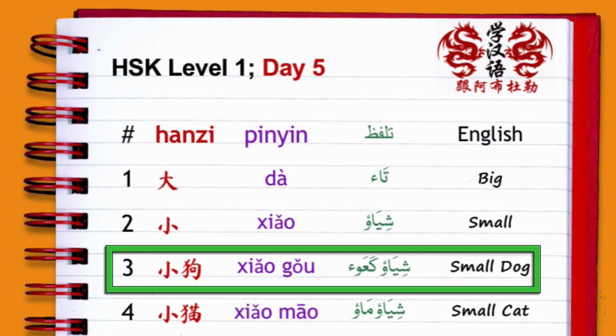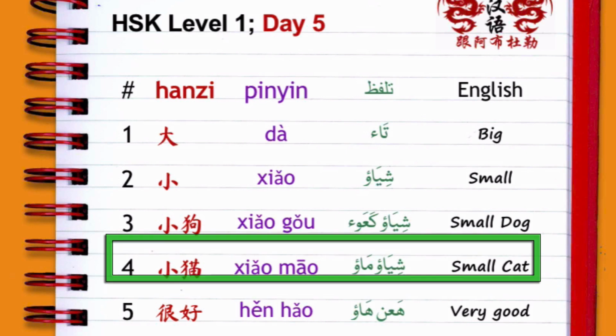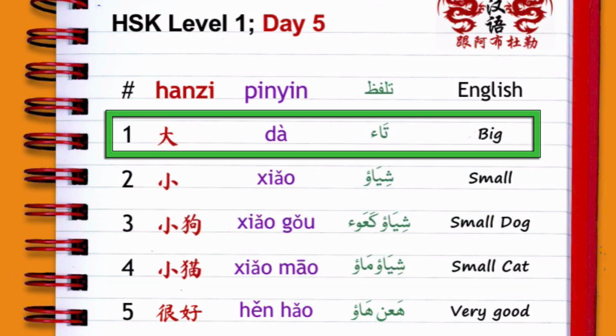Let's go to today's word number 3. 小狗. 小狗 means small dog. Actually, 狗 is for dog, but normally to be a bit polite, we use 小狗, which means dog. Number 4. 小猫 means cat, and because it's written with 小, that means small cat.